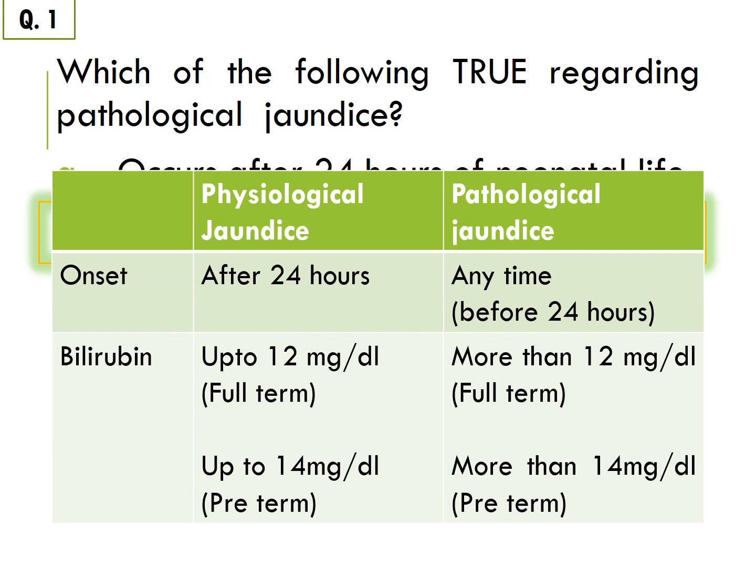Now, regarding the bilirubin, up to 12 mg per deciliter can be considered as normal in physiological jaundice. However, more than 12 mg per deciliter occurring in a full term causes pathological jaundice. Now, in a preterm, up to 14 milligram per deciliter may occur in physiological jaundice, and more than 14 milligram per deciliter may occur in a preterm baby in case of pathological jaundice.